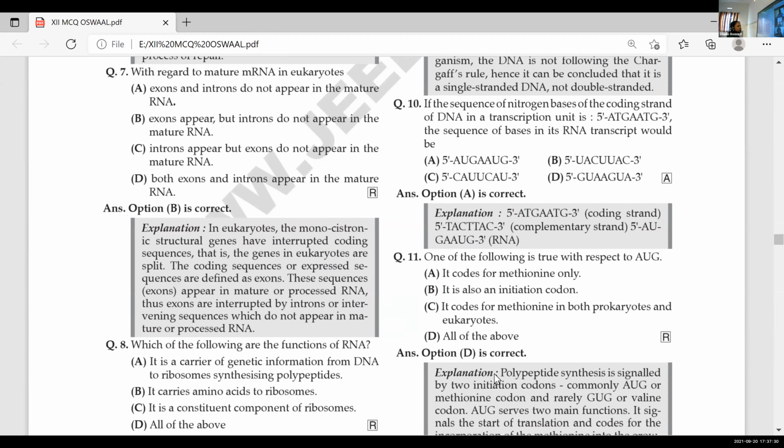So is that statement correct? Yes or no? Is it a function of RNA? Yes, ma'am. Why taking so much time? Does it carry amino acids? When you say RNA, it's not just one RNA: messenger RNA, transfer RNA, ribosomal RNA. RNA in general. Is the second one correct? Yes. Third one? Yes. So which is the correct option? All the above.